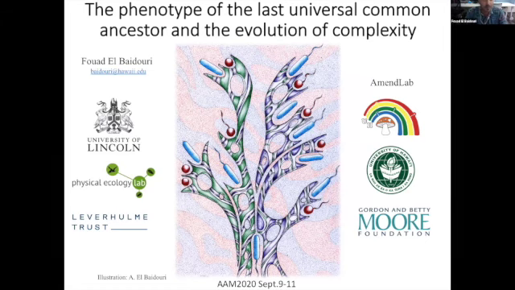I'm Fouad El Baidouri. I'm a postdoc at the University of Hawaii. I work in the AAM lab, and I work on marine yeast that we also find in deep thermal vents, in Antarctica, and in different environments. These yeast are the agent of dandruff, and we call them Malassezia.